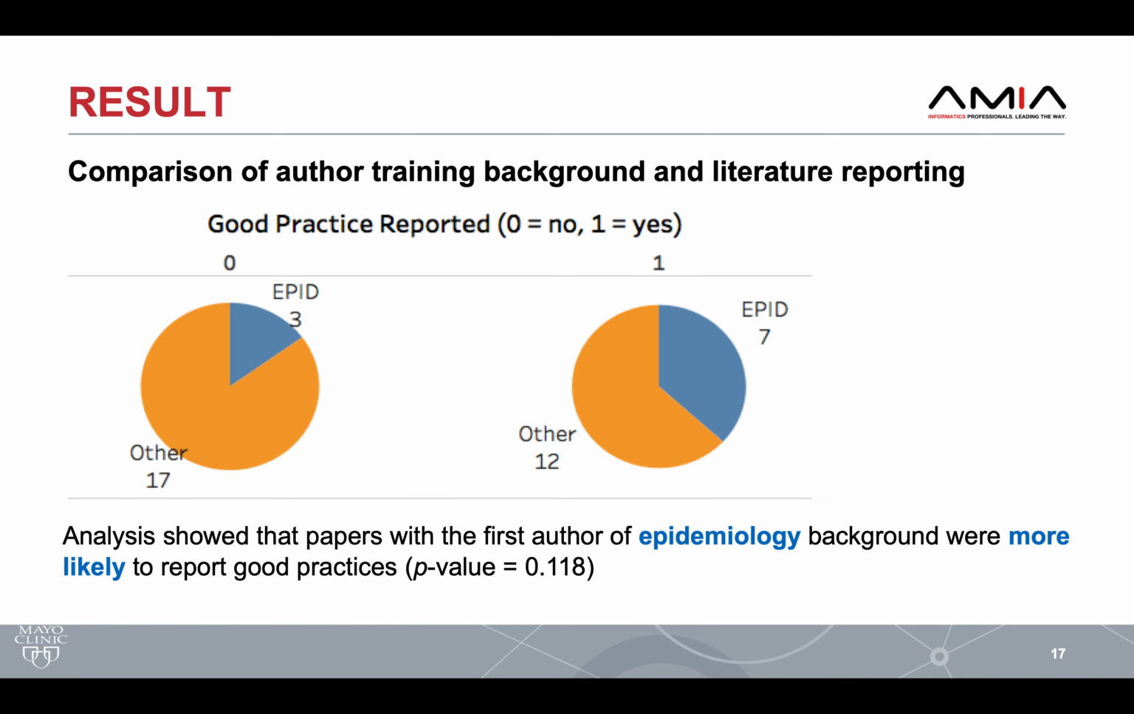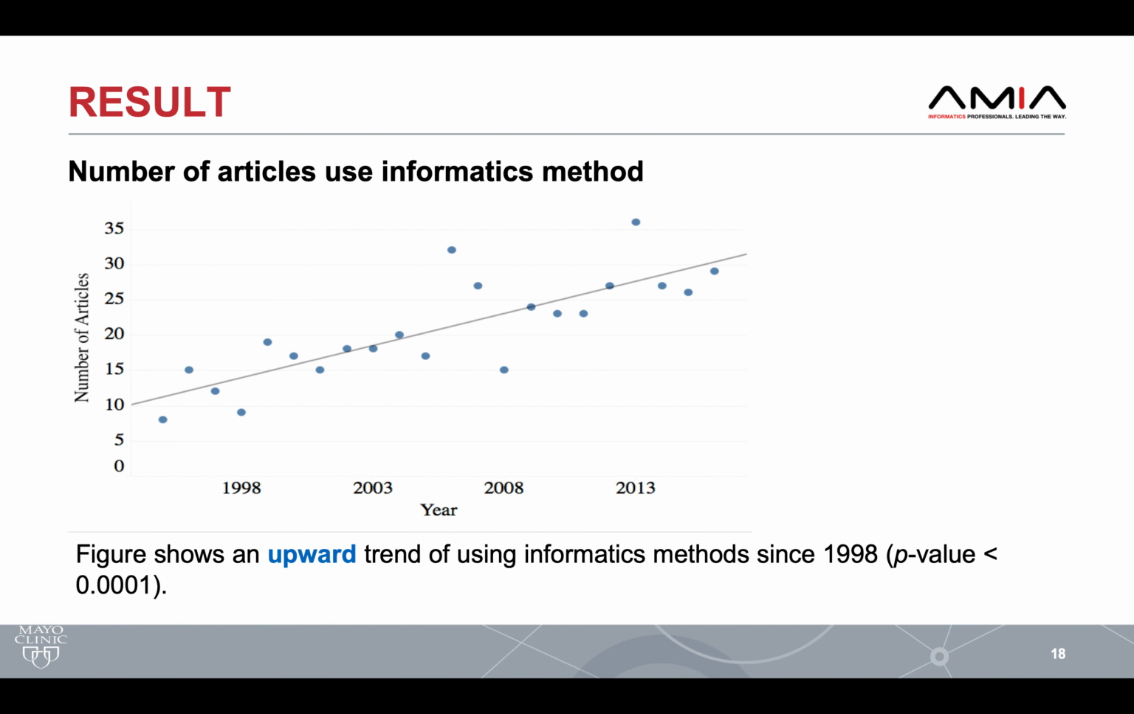The author analysis was conducted to compare reporting adherence stratified by the author's training background. We found that papers with a first author of epidemiology background were more likely to report good practice. The slides also indicate a significant upward trend of using informatics methods since 2009, since 1998.